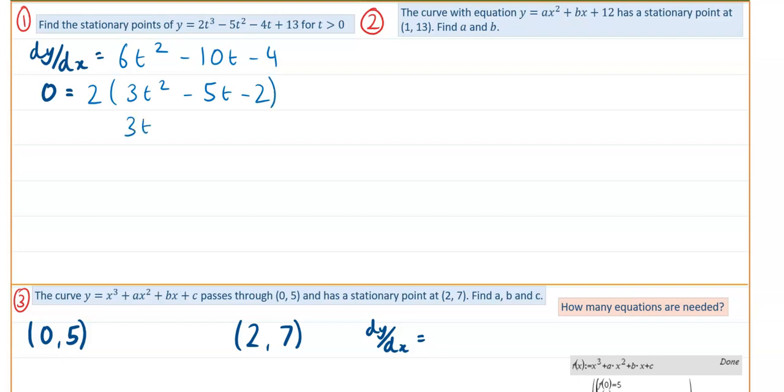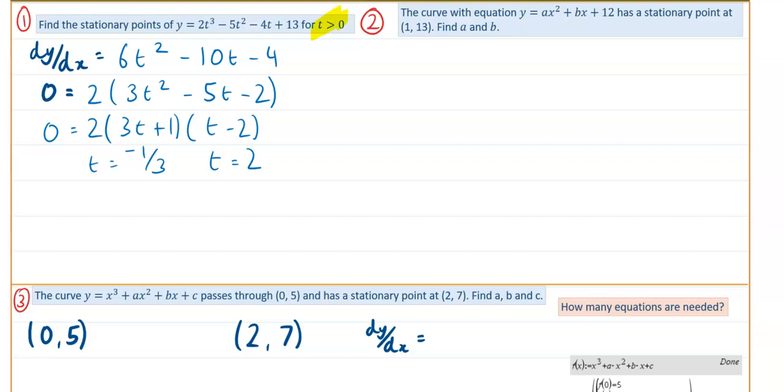Using the cross method, that will give us 3t and t, and then we're going to have 1 and negative 2. So just a quick little check for that one. Of course we're trying to see that they add up to our middle term, which they indeed do. So our brackets now are going to be 3t plus 1, and t minus 2. So we've factorized now, and that would give us t being negative 1 over 3 and t being 2.